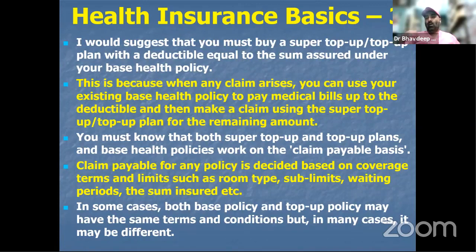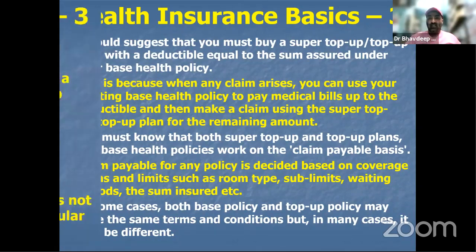And as they work on a per claim basis or a claim payable basis, claim payable basis means you applied for 4.5, you got 3.5. So 3.5 would be counted from your sum insured, because claim payable is after the limits, your total coverage, room type, sub limits, waiting period, and sum insured. So I hope these things are clear to you.